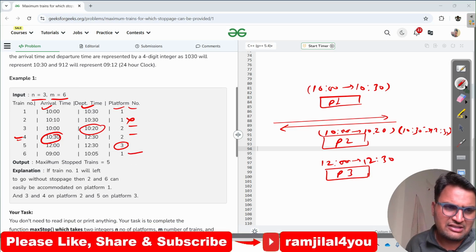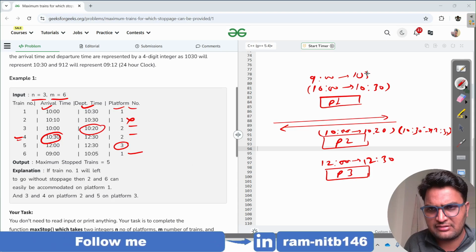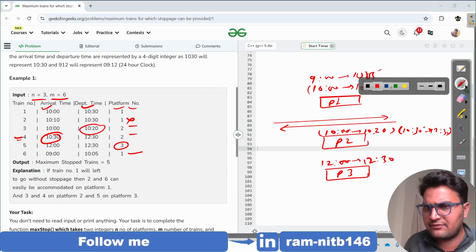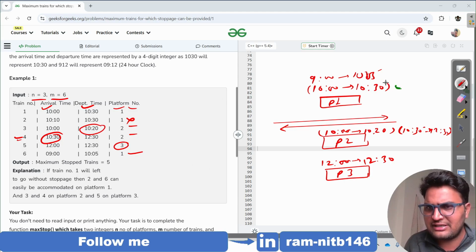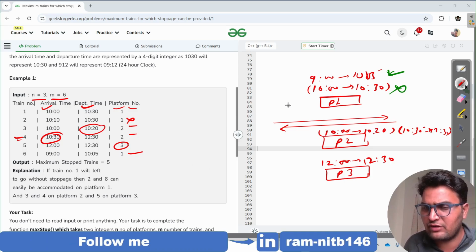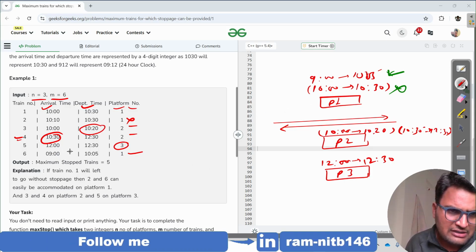And now the last train arrives at 9 o'clock and is staying until 10:05, right? So it is here from 9 to 10:05. Now consider this: if you serve this train, then you cannot serve this one, and if you serve this train, then you cannot serve the other. Why? Because here the departure time is 10:05, and here the arrival time is 10, right?